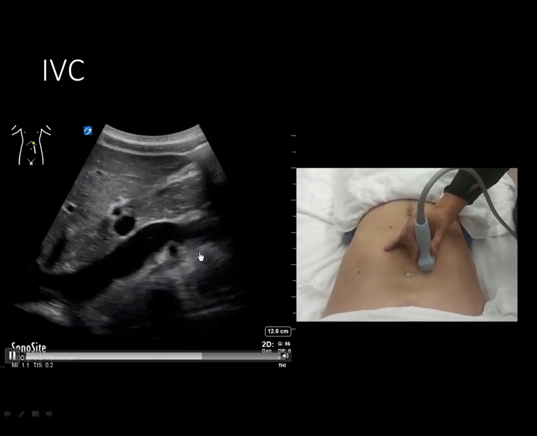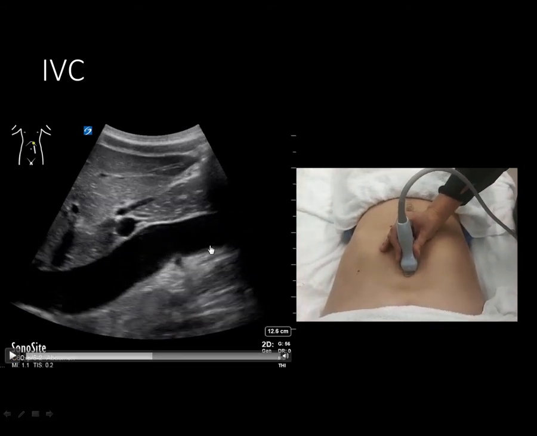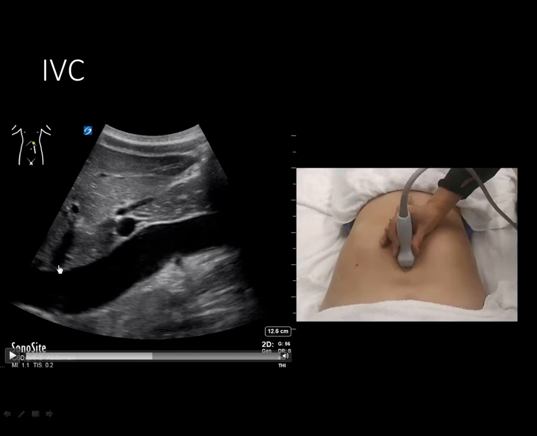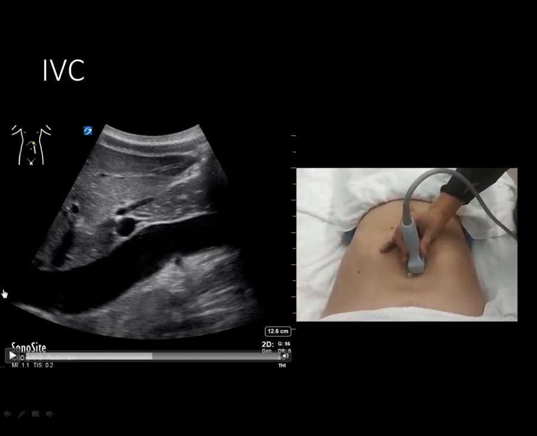The IVC can be noted as it has thinner walls, traverses through the liver, has the hepatic vein sumping into it, and continues through the diaphragm into the right atria.